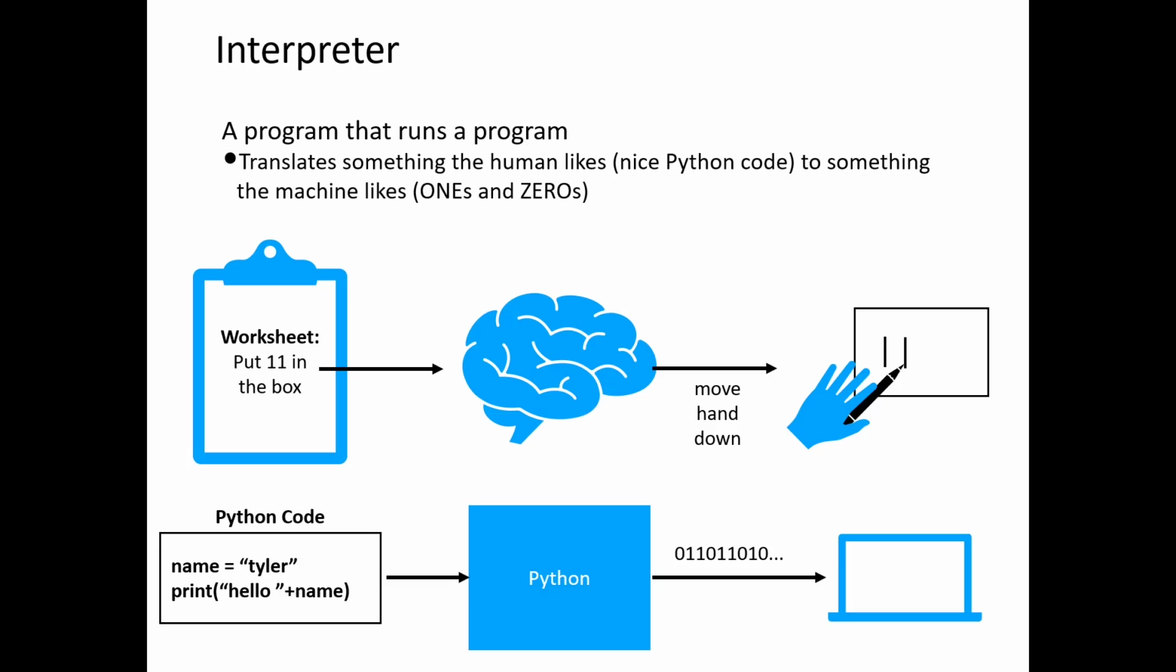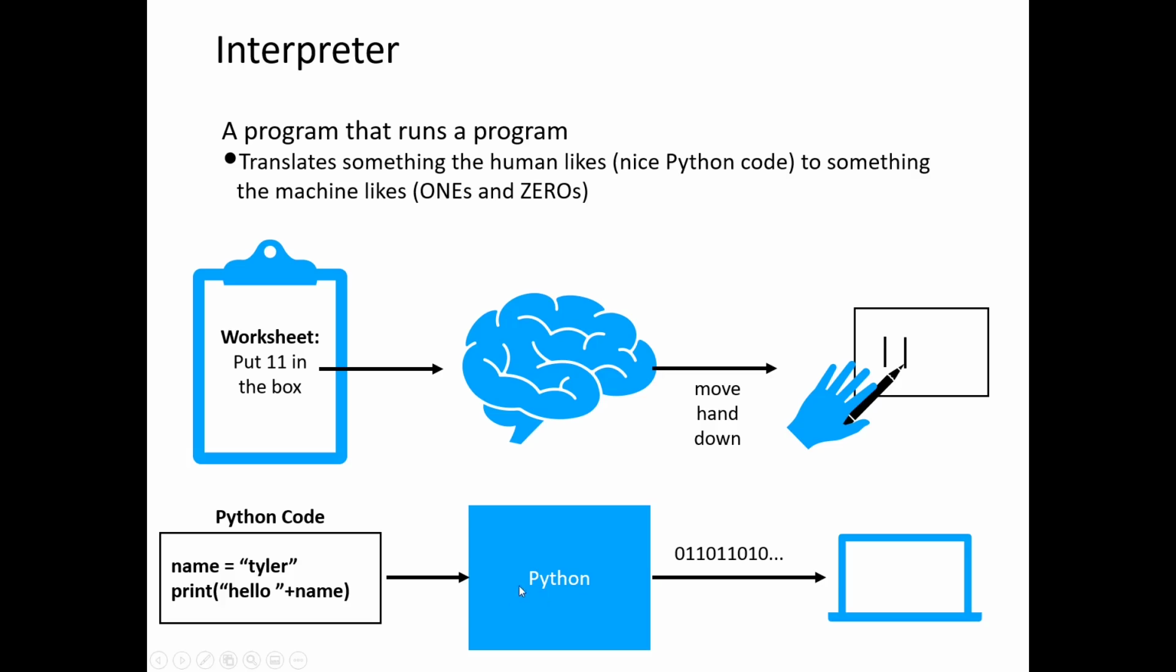So our hand is a lot like the computer in this case. The worksheet is like the code, and our brain is the interpreter. What we'll see is that Python is doing essentially the same task for us. We'll have Python code, something like this. Name equals Tyler, print hello plus name. I'll give you one guess what that does. Think about it for a second.